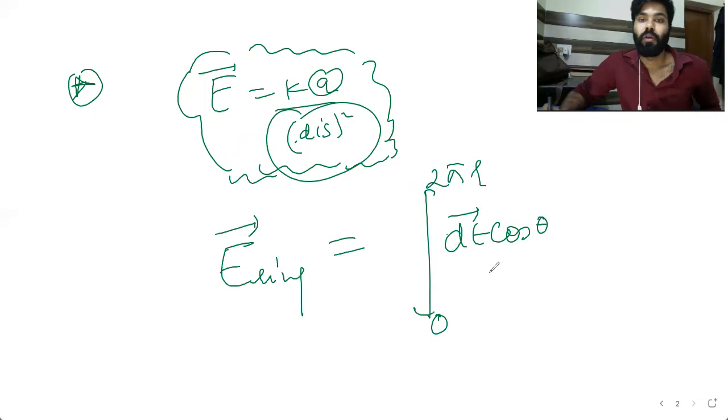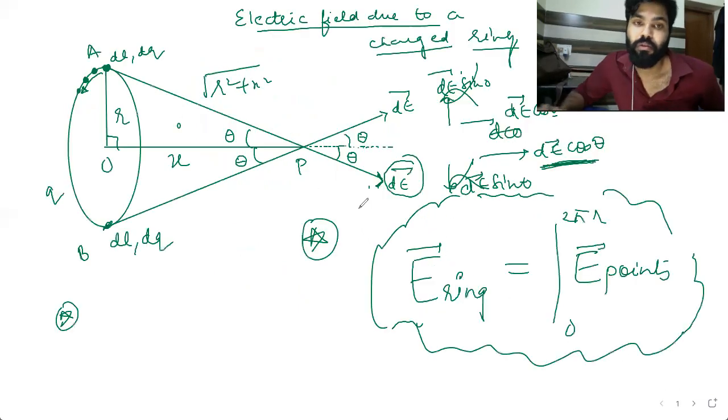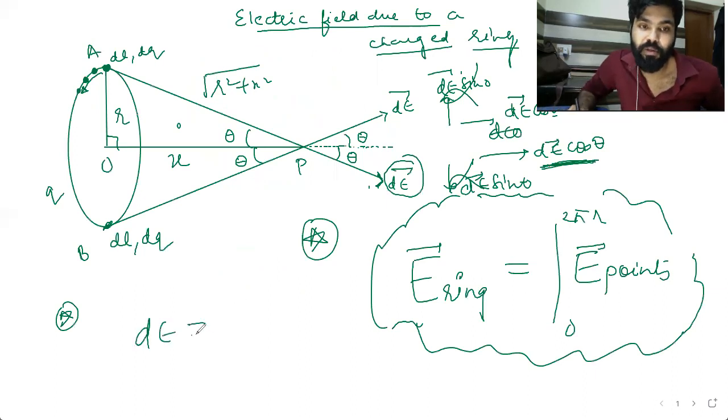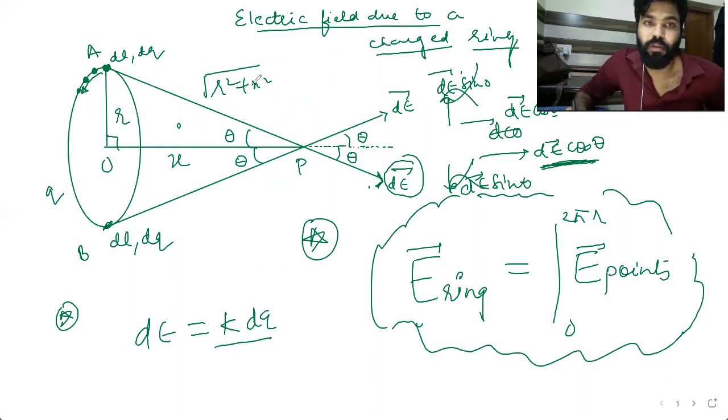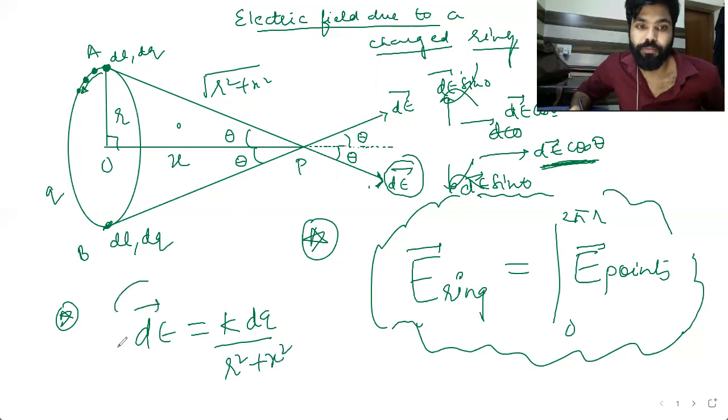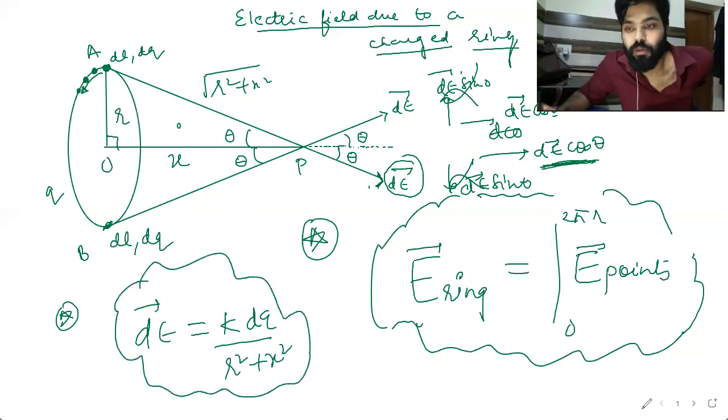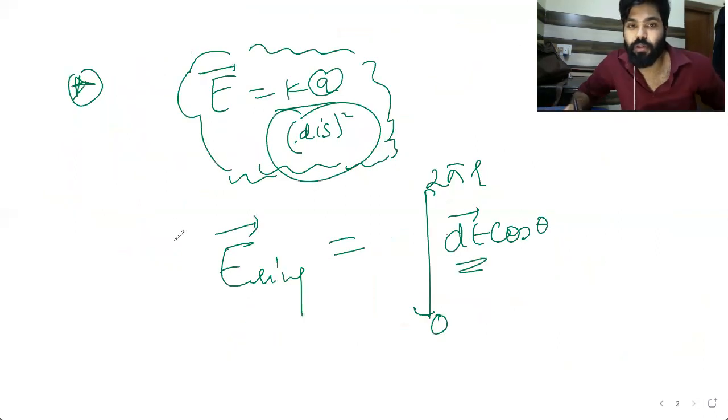Now let's find the value of dE. The value of dE is k times the charge on the point charge, which is dq, over distance square. What is the distance? AP is the distance. Then when you do the square, you will cancel out the root and you will get r square plus x square. This is the value of dE. Put this value in this expression.